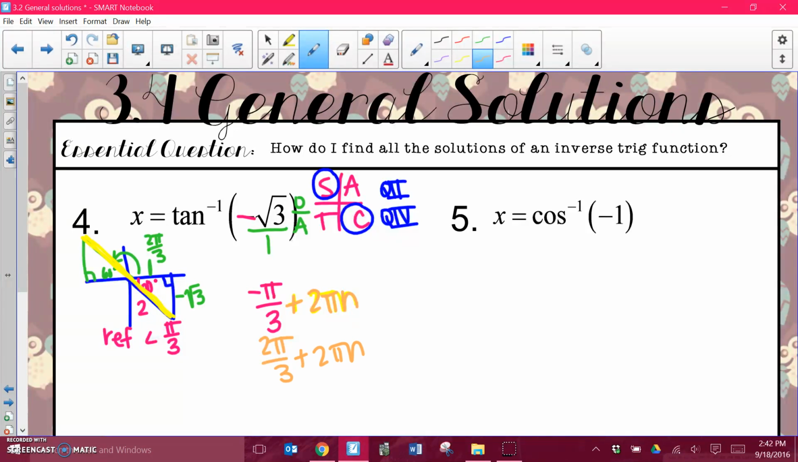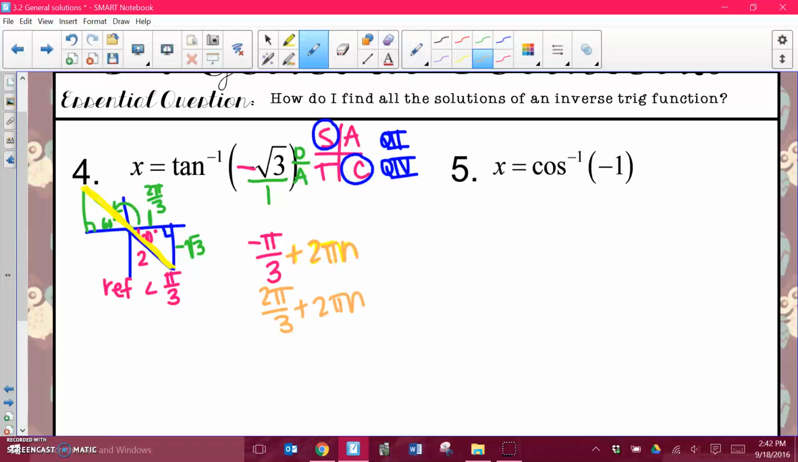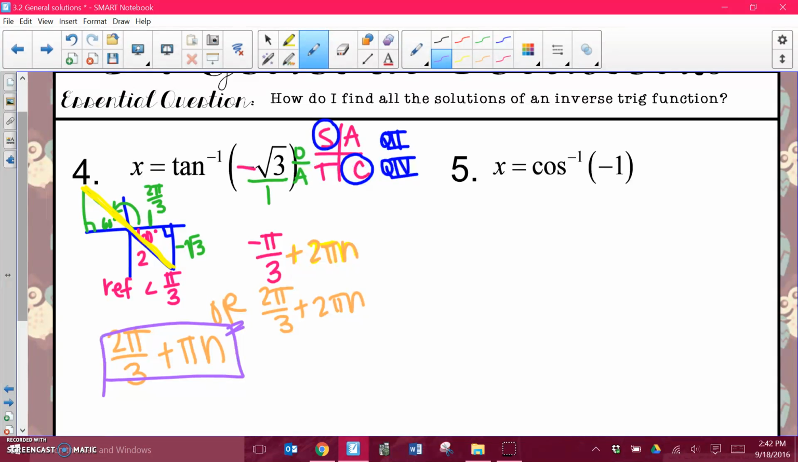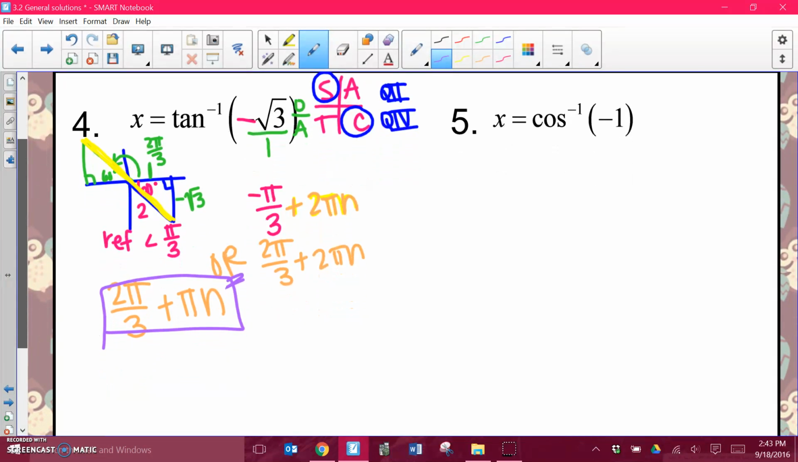But because I know that the period of a tangent graph is just pi, or I know that it starts to repeat after just 1 pi radians, I look here, and since they're right on that same line, I can rewrite this whole solution as just one of them. So let's just use 2 pi over 3 plus pi n, and that would get me all of those solutions. So both of these are acceptable to write. You can write just 2 pi over 3 plus pi n, or you can write both of those general solutions. Okay, then you could go ahead and find your first 3 positives just knowing that general solution equation.